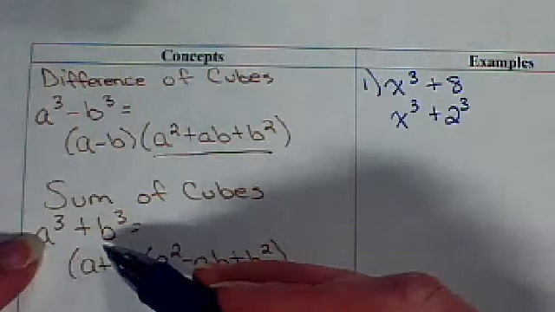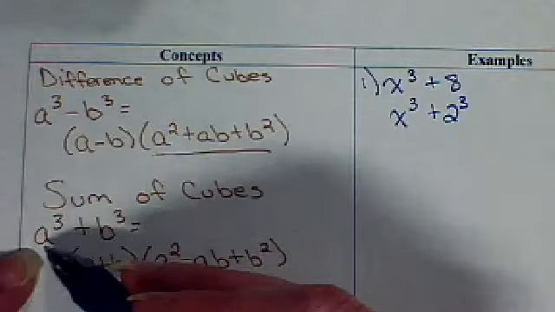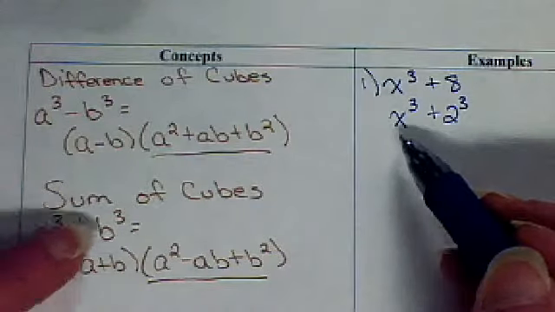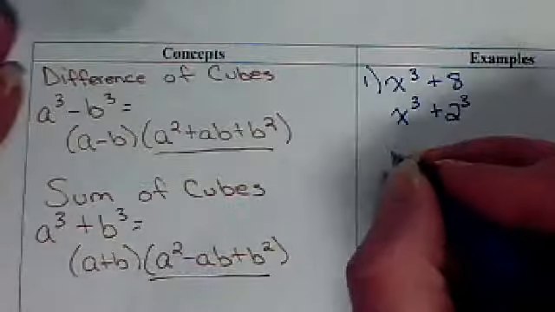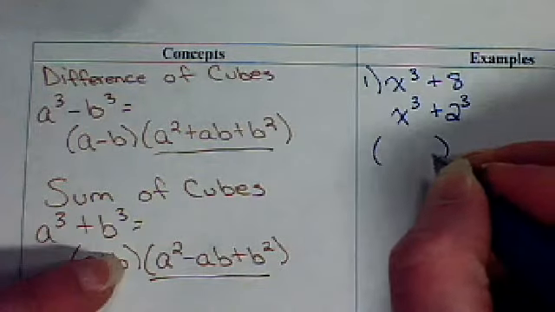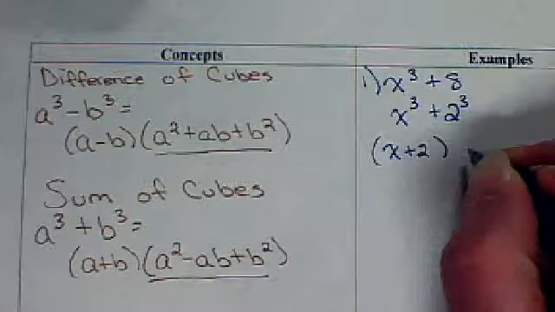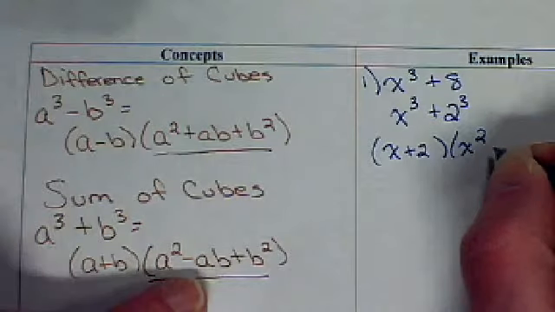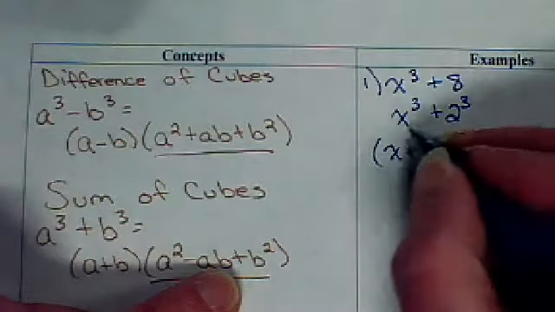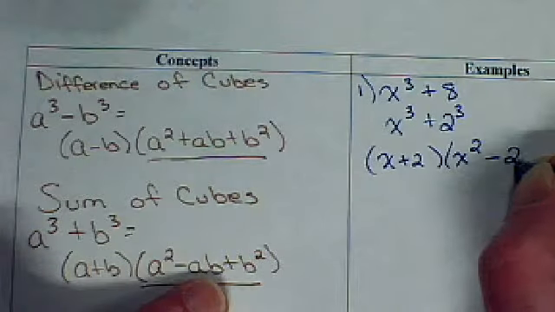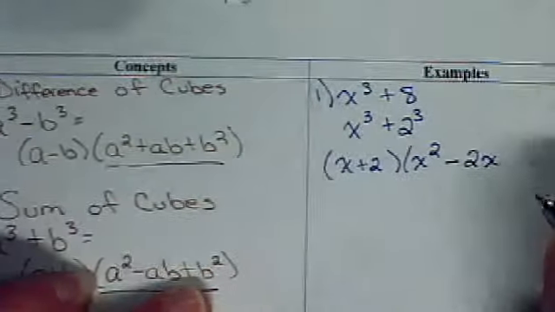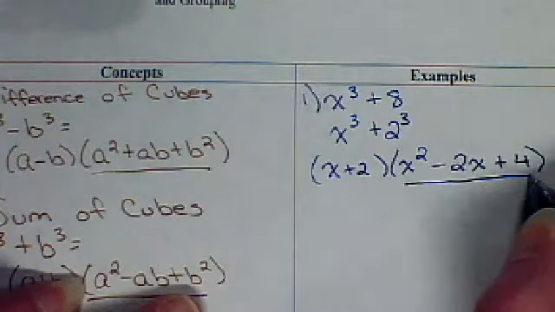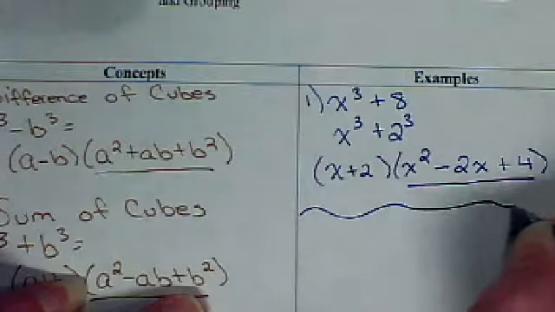Now, I have something that matches the sum of cubes. It's got a plus, something cubed plus something else cubed. So in for A, I'm going to put the x, and every time I see a B, I'm going to put a 2. So this will factor into A plus B, so it's going to be x plus 2, times A squared, for ours that's x squared, minus A times B, so that'd be x times 2, or 2x, plus B squared. 2 squared is 4. This is prime. It does not factor anymore, so we are done.